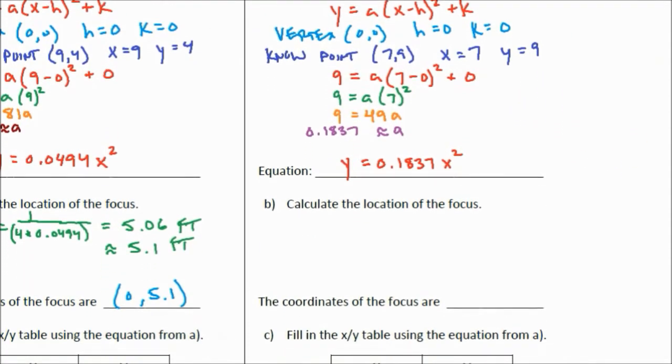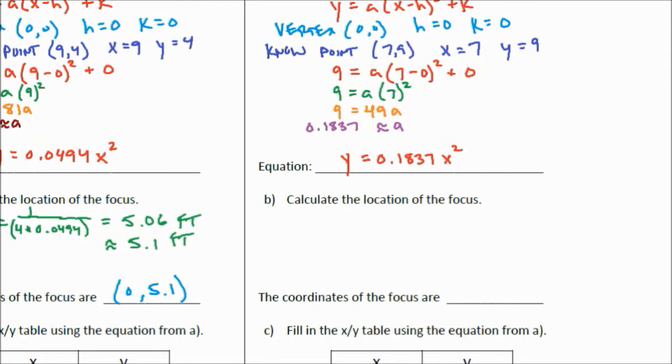Next step, calculate the focus. No worries. The p-value will help us find the focus, and the p-value is 1 over 4a, which is equal to 1 over 4 times 0.1837.